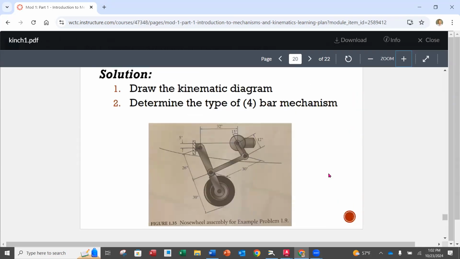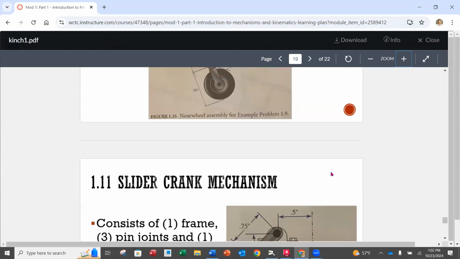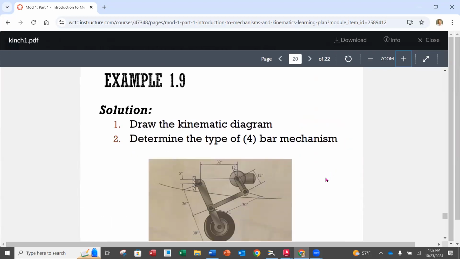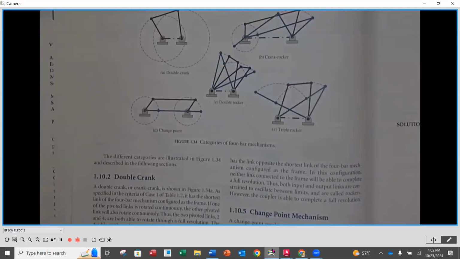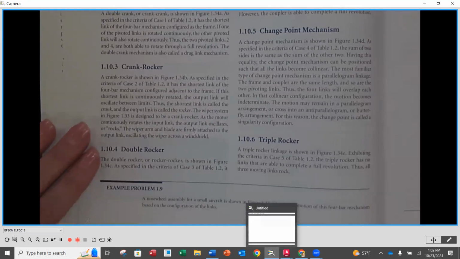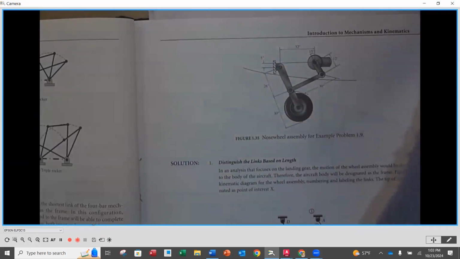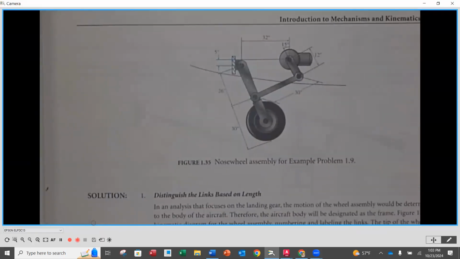So let's go back. We have one more example that we're going to be looking at, that we're going to be handing in for our practice problems. And this is going to be example 1.9. The problem statement is at the very bottom of page 20. Right here is the problem statement, but the illustration is up here. So I'm going to zoom in on this.